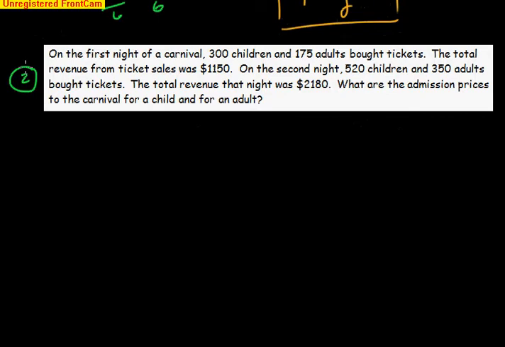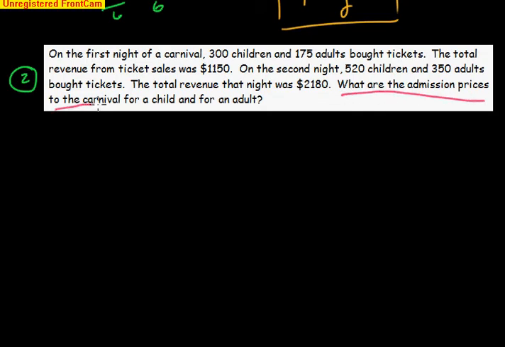Okay, here is problem 2. Problem 2 says, on the first night of a carnival, 300 children and 175 adults bought tickets. The total revenue from ticket sales was $11.50. On the second night, 520 children and 350 adults bought tickets. The total revenue that night was $21.80. What are the admission prices to the carnival for a child and for an adult?